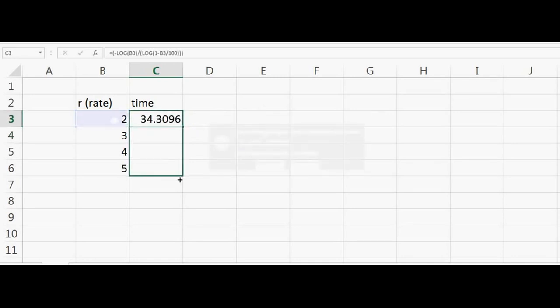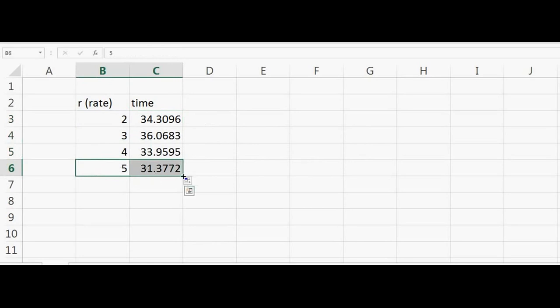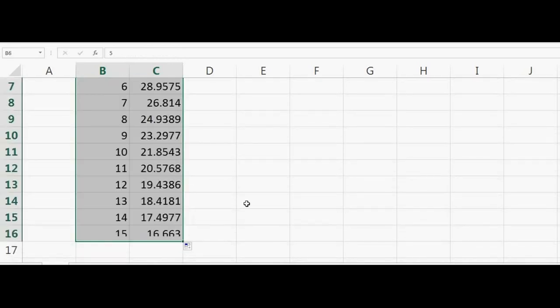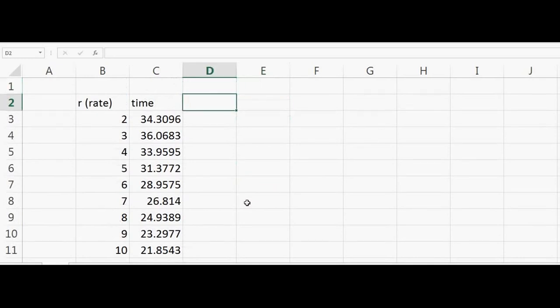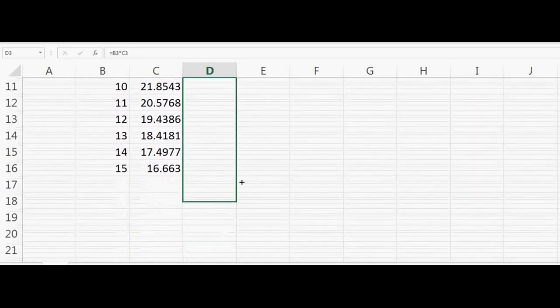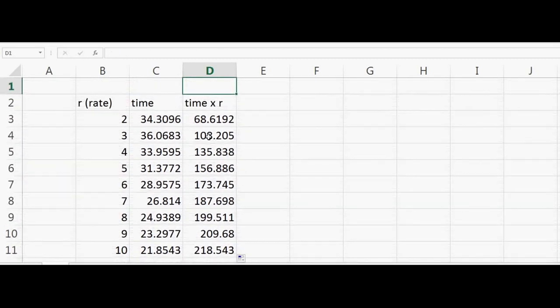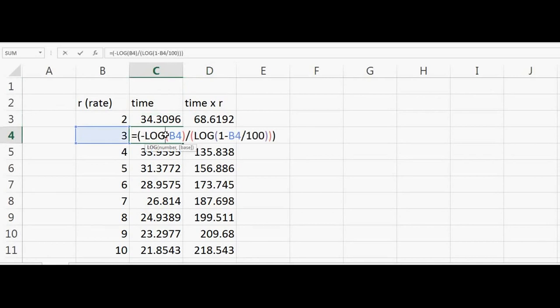So we can do the same thing. You can keep copying this formula until 15. Now if we calculate time into rate, that will be equal to 2 into time, so 68.6192. So this is very close to 70. If we keep doing this for all the rates, we can see something is wrong here. Okay, I did something wrong.